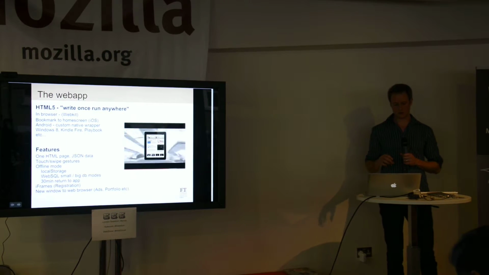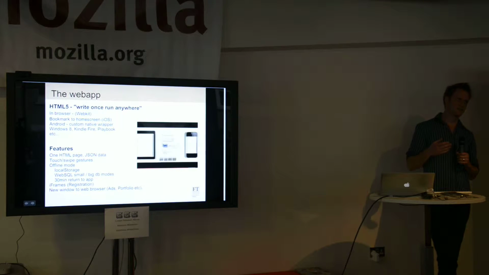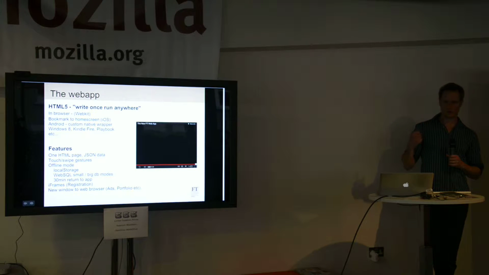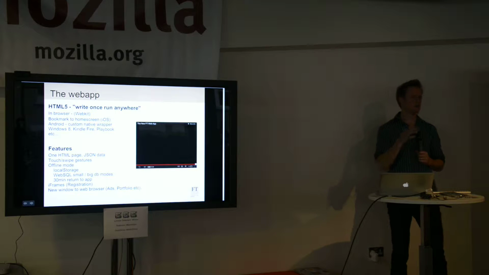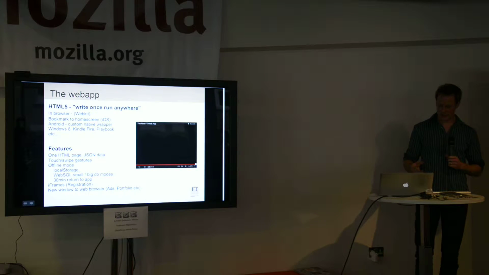On the face of it, the fact that it's an HTML5 app would make it seem easy to automate using Selenium and Webdriver, but in practice it's a lot more difficult because you've got one HTML page and a bunch of JSON data coming in. You've got touch swipe gestures to deal with. You've got this offline mode where we use local storage and WebSQL, small database, big database mode, depending on how you've bookmarked the application, and various other features in there as well.